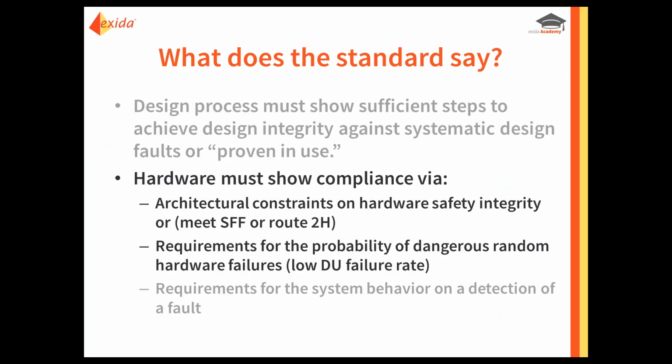So what does the standard say? The standard directly says that hardware must show compliance via, you can either do architectural constraints on hardware safety integrity, or it meets the safe failure fraction or Route 2H, which we'll dive into both of those options in a little bit, or the requirements for probability of dangerous random hardware failures. So that would be such as a low dangerous undetected failure rate.